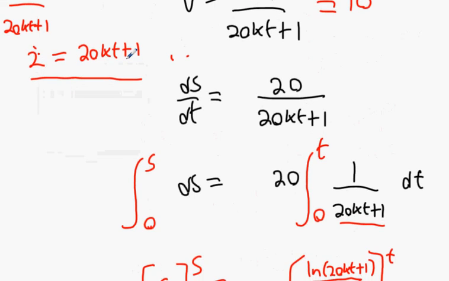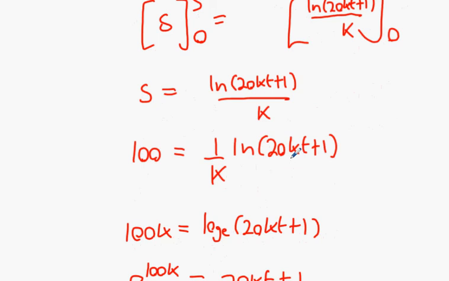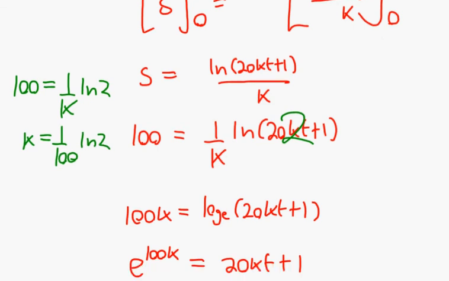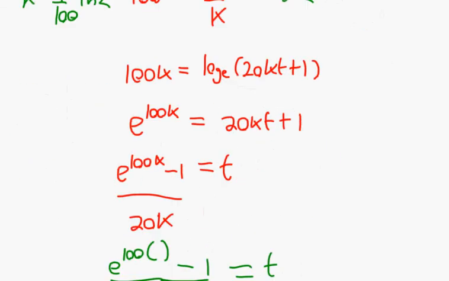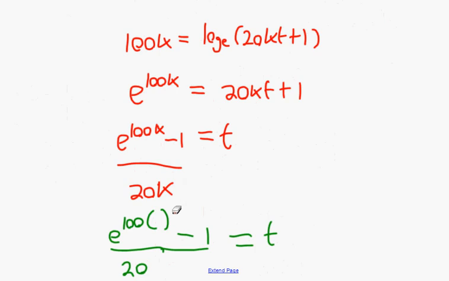So this 20kt plus 1 is the same. That's 2. So 100 equals 1 over k ln 2. k therefore equals 1 over 100 ln 2. And then if we substitute that in here, substitute in the k value. So the k value is 1 over 100 ln 2, and this is 20k, so that's also 1 over 100 ln 2. Put all that into the calculator, you get t equals 7.2 seconds.